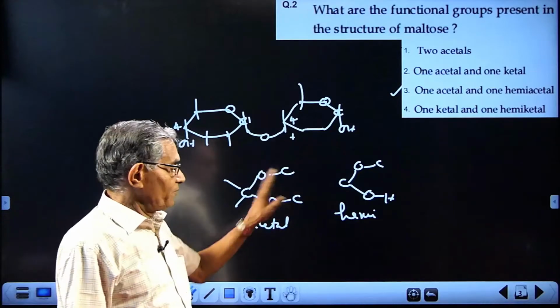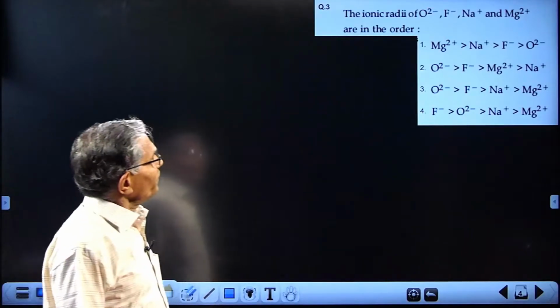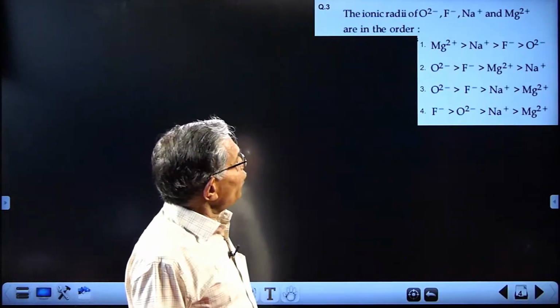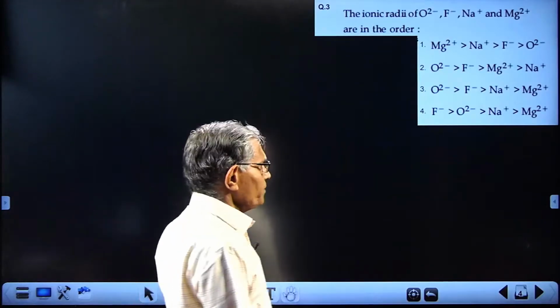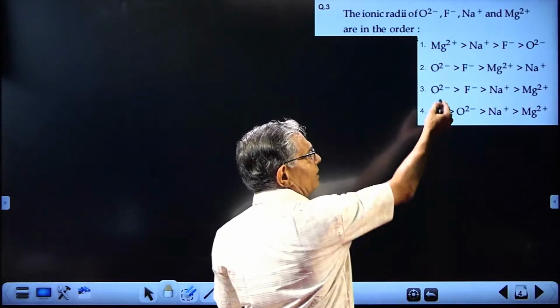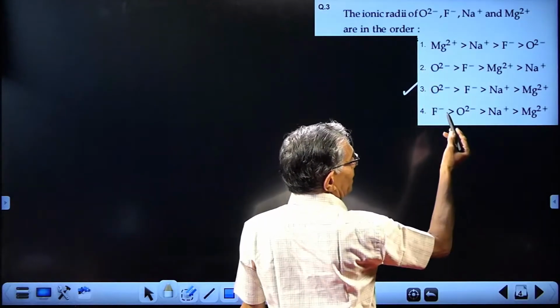Answer is 3 from carbohydrate. Next question, number 3. The ionic radii, very simple question from the atomic structure, or you can even have it as a question from periodic table. This is the answer, direct answer.